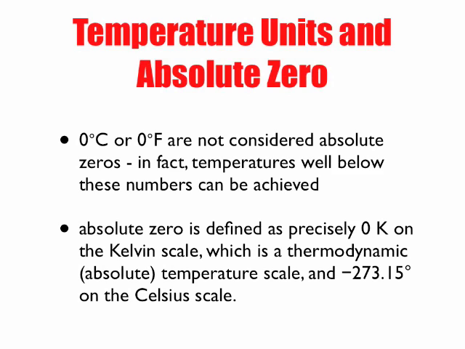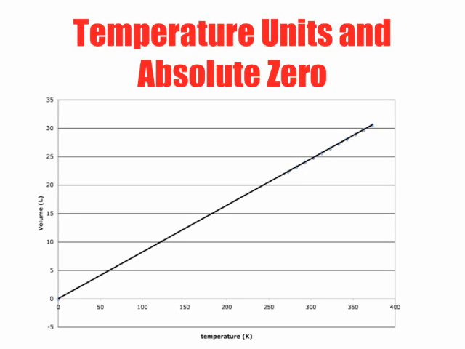Now, temperature units and absolute zero. 0 degrees Celsius or 0 degrees Fahrenheit are not considered absolute zero. In fact, temperatures well below these numbers can actually be achieved. Absolute zero is defined as precisely 0 Kelvin on the Kelvin scale, which is the thermodynamic or absolute temperature scale. In terms of the degrees Celsius scale, it is at negative 273.15 degrees Celsius.